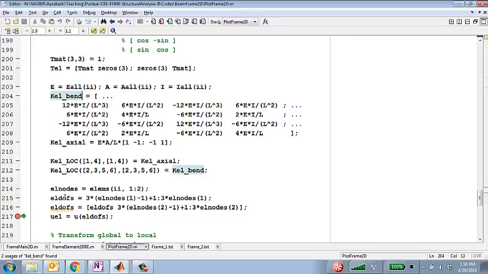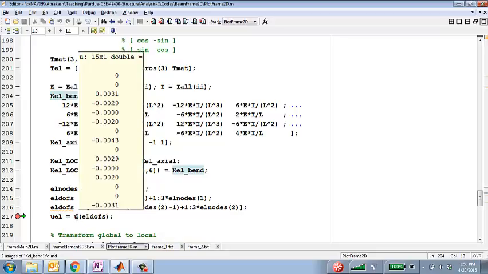I calculate the element degrees of freedom for this element. Since this element is connected to node 1 and node 2, I'll have 6 degrees of freedom, which are 1, 2, 3 for node 1 and 4, 5, 6 for node 2. What I want from the global degrees of freedom, this is the global 15 cross 1 solution that MATLAB has computed, and I want to plot the deformed shape and the shear force, axial force, and so on.